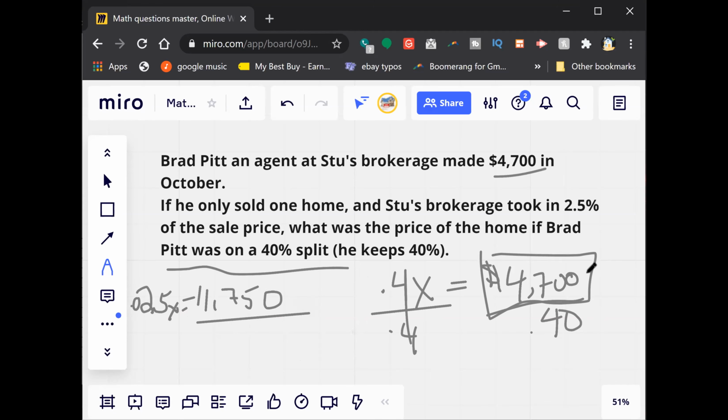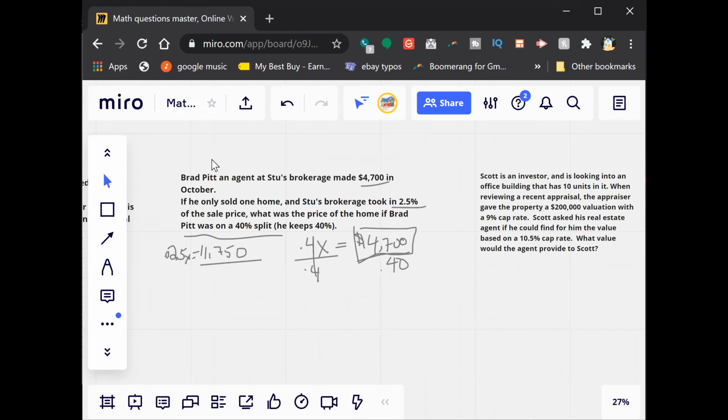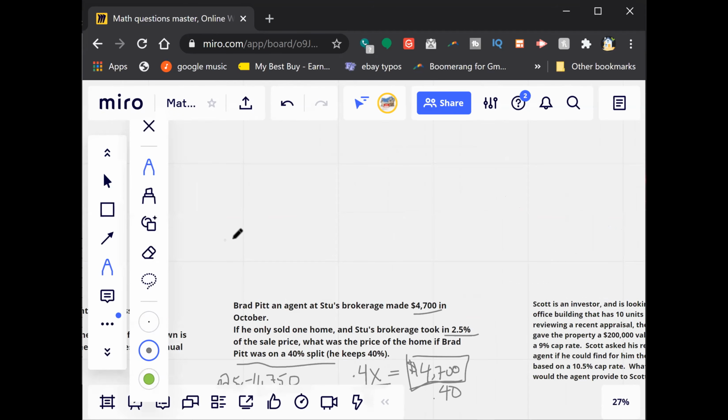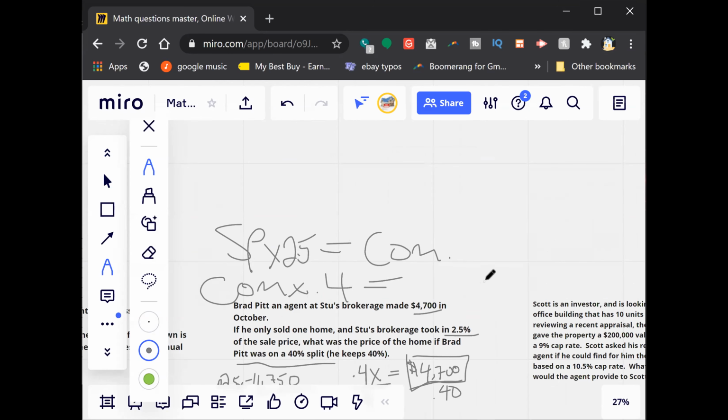Because remember, think about this. Stu's brokerage took in 2.5%. So what you have to do is basically reverse engineer this. Here's how the problem looks moving forward. If we were going in the right direction, we would take the sale price, multiply it by 2.5%. It would give us the commission. Then we would multiply the commission by 0.4, which was Brad's take. So now, do you see how we would have gotten 4,700?